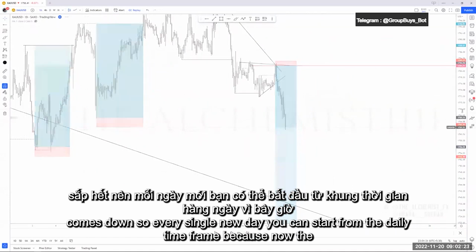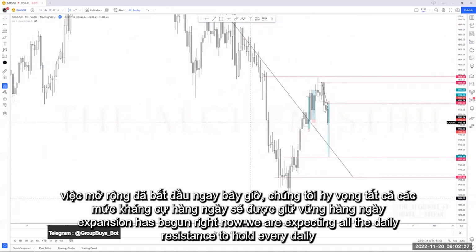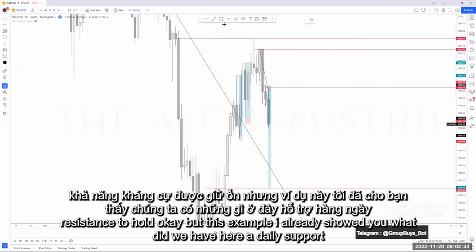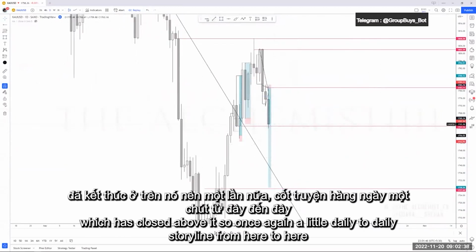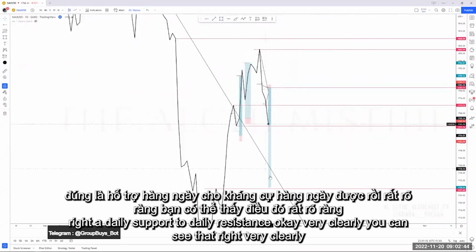So every single new day, you can start from the daily time frame because now the expansion has begun, right? Now we are expecting every daily resistance to hold. But this example I already showed you. What did we have here? A daily support. Price has closed above it. So once again, a little daily to daily storyline, from daily support to daily resistance. Very clearly you can see that.